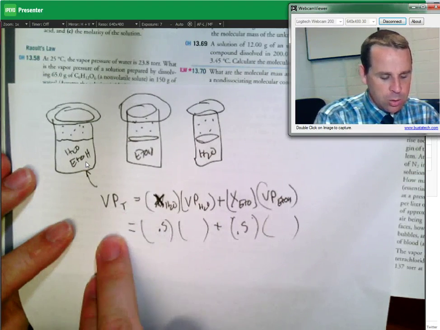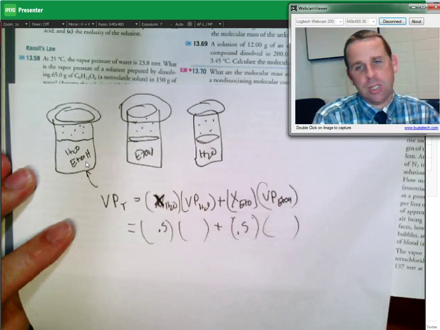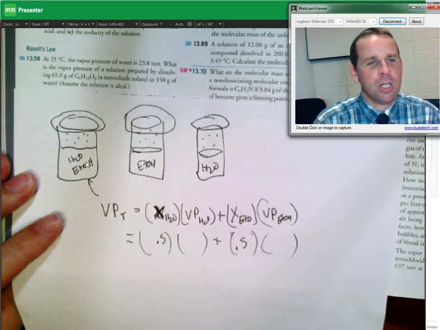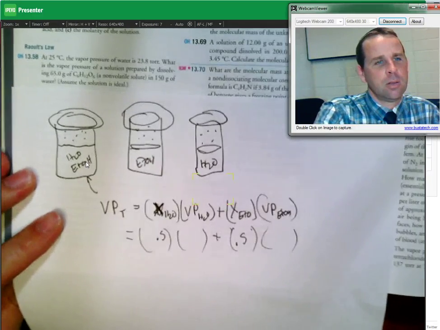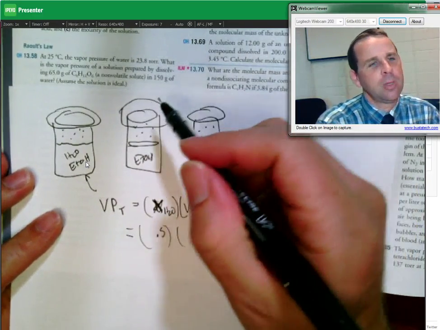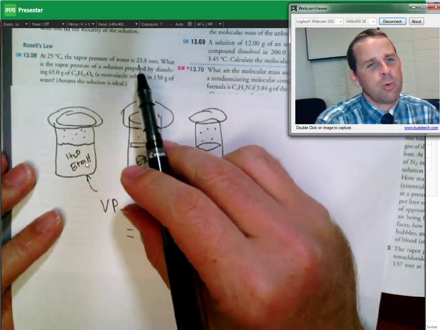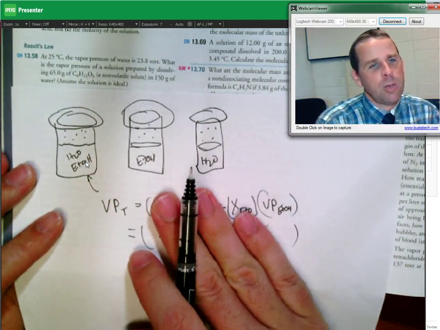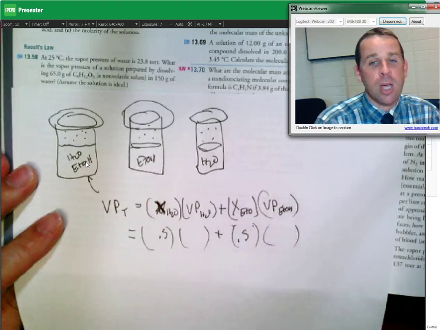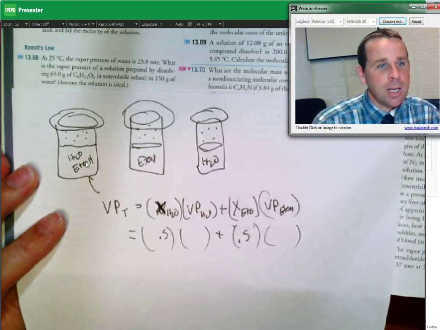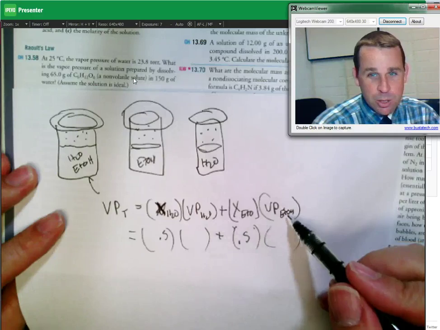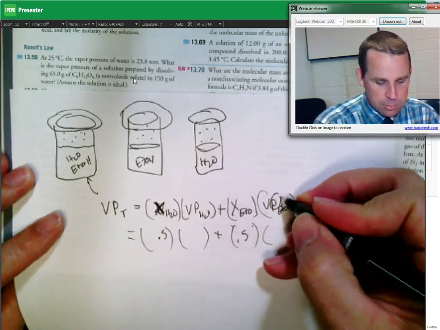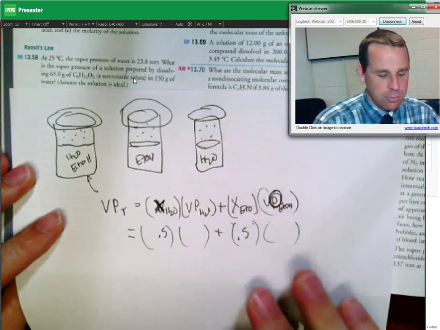So the total vapor pressure depends on what the mole fraction is. Then we need to find the mole fraction of the different components in this sample. At 25 degrees, the vapor pressure of water is 23.8. What's the vapor pressure of the solution prepared by dissolving? Oh yeah, I need to tell you one more thing. In this case, what we're dissolving into the water is non-volatile. So essentially, its vapor pressure is going to be 0, because it's not ethanol, it's something non-volatile.